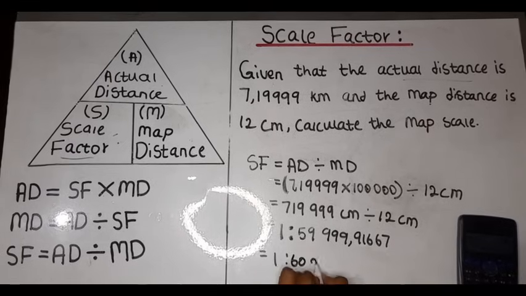So we can say that it is 1:60,000. So this is our scale. The scale factor is 60,000, and our number scale will be 1:60,000. So this is how we calculate the scale.